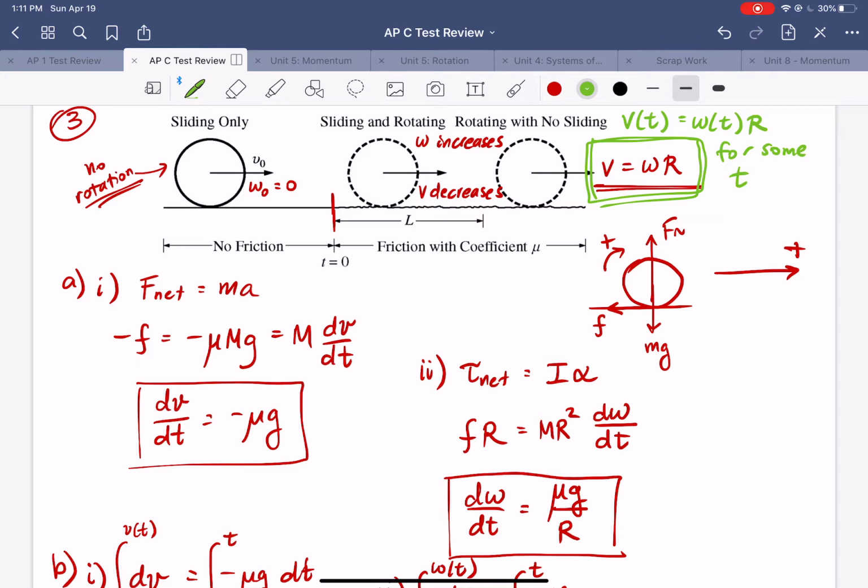So what we had to do in this problem is use Newton's second law to figure out an equation of velocity as a function of time, and then an equation for omega as a function of time, plug those into this equation that I've just written in green, and then use that to solve for the time at which rolling without slipping takes place. All right, so I will go ahead and end the video here.